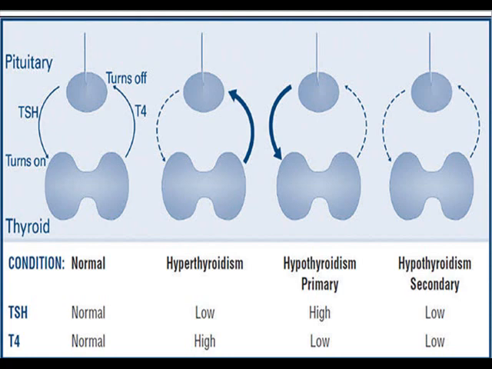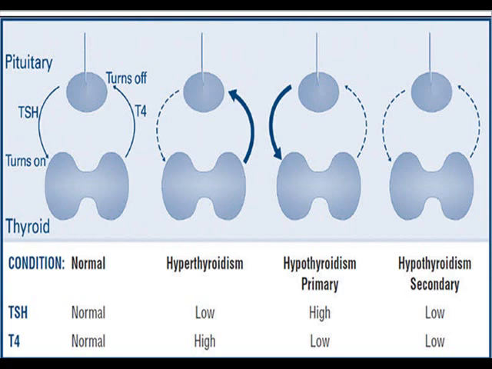This slide shows the thyroid profile of certain thyroid diseases. Normally, the anterior pituitary secretes TSH, which turns on the cells of the thyroid gland to secrete T4. A sufficient level of T4 gives negative feedback to the anterior pituitary, which stops the secretion of TSH.